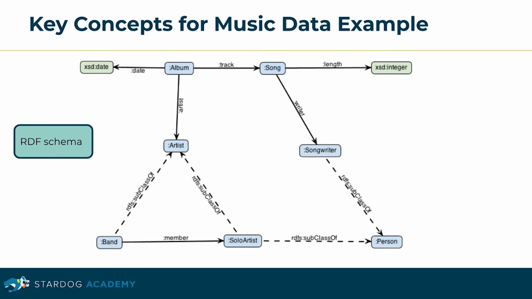If we take a look at the music data example, defining the music data domain, as we can see, there are some key ontological concepts defined here, such as album and song, artist and songwriter as a number of classes, and then a number of relationships such as track and artist and writer that define relationships between the main classes, or define attributes of the classes such as the date and the length of the song.